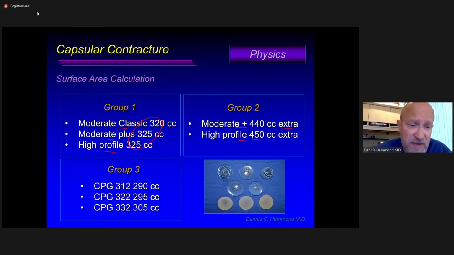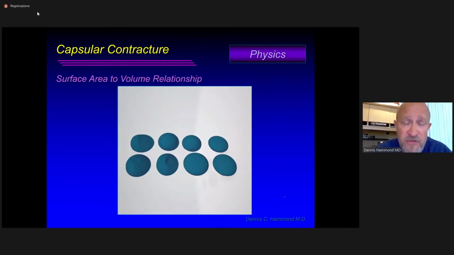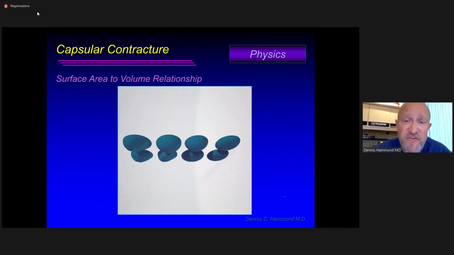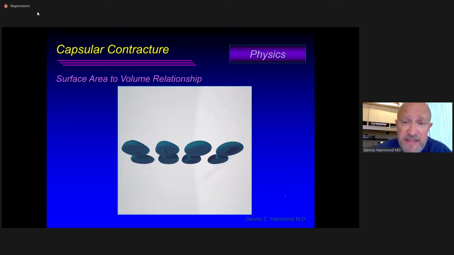These are the Mentor CPGs, the memory shaped devices, the 312, the 322, and the 332. So that's the low height implant, the mid height implant, and the tall implant. Again, all of similar volumes. And here's a photograph of all of the implants. And we calculated the surface area of each one of these devices as it lay on the table and as it occurred inside the balloon.